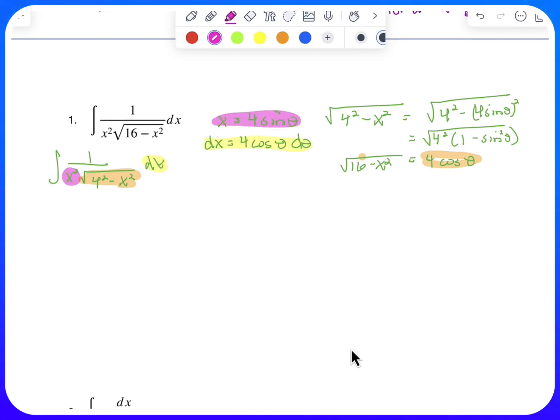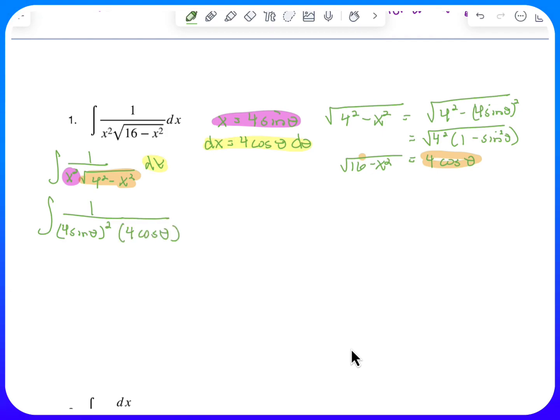Replace the x squared with what x is equal to, which is 4 sine theta, and replace the dx with what our dx is equal to. So I get 1 over (4 sine theta) quantity squared times 4 cosine theta times 4 cosine theta d theta. So the numerator 4 cosine theta and the denominator 4 cosine theta cancel out, and I'm left with just simply the integral of 1 over 16 sine squared theta d theta.